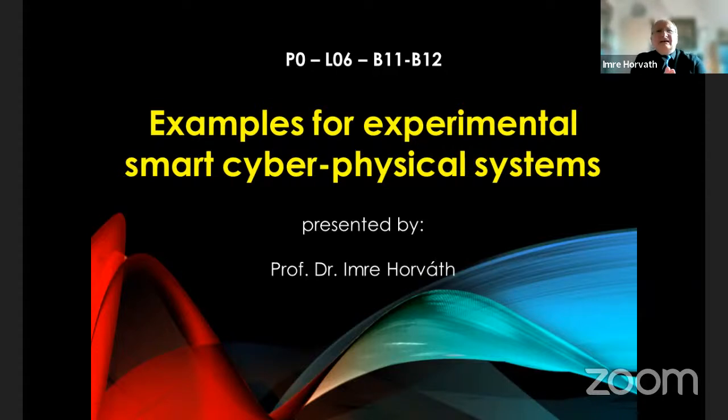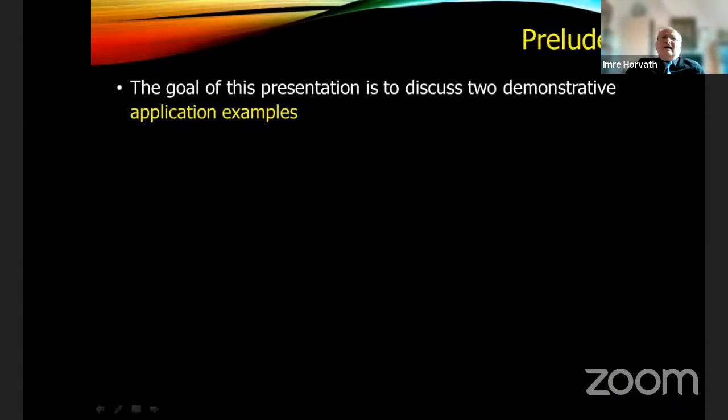And I hope that this presentation, which discusses two examples of experimental smart cyber-physical systems, will show you what the first step in this direction can be and how we interpreted it. Before going into the discussion of the systems, let me tell you that the goal of this presentation is to discuss two application examples, two prototype systems which we developed for particular applications.